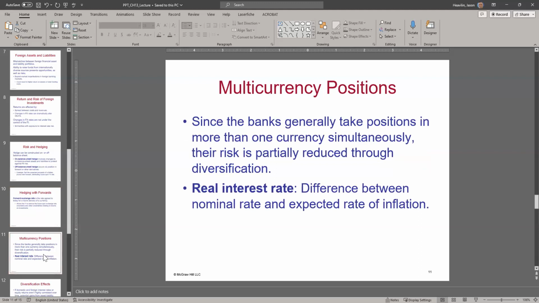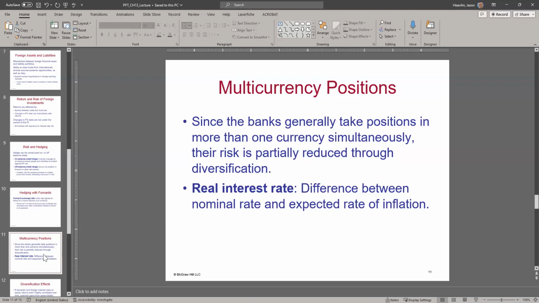Multi-currency positions. Since the banks generally take positions in more than one currency simultaneously, their risk is partially reduced through diversification. Yes, if they have some positions in dollars, some positions in Mexican pesos, some positions in Japanese yen, some positions in the euro, some positions in the pound, since all these are floating rates and they all kind of interact in different ways, the potential losses of one get offset by the gains in another, and so on and so forth.